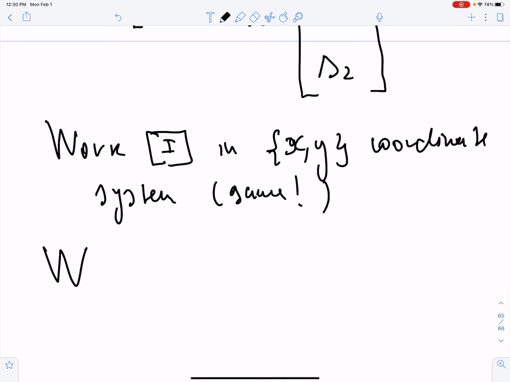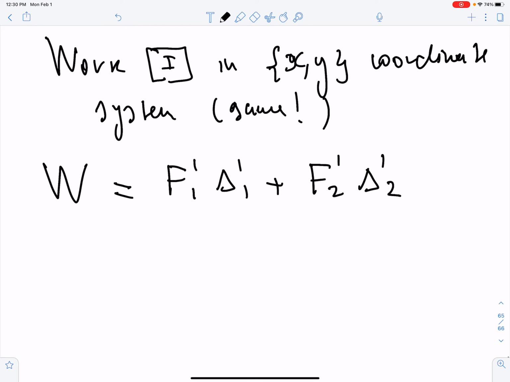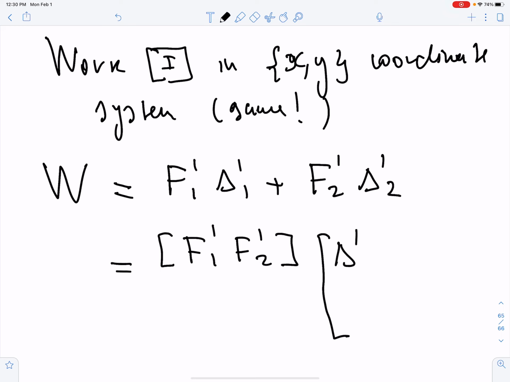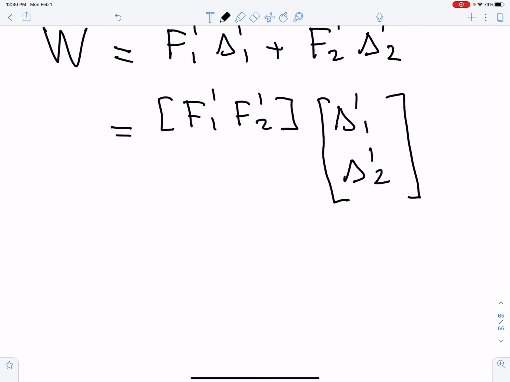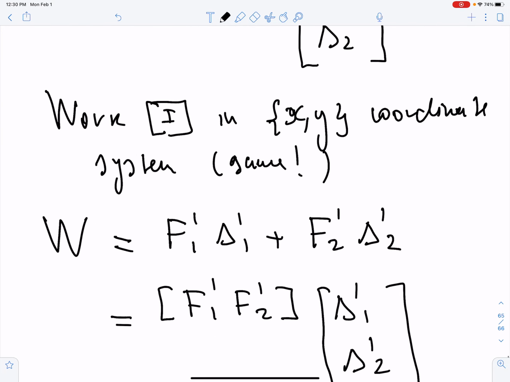The amount of work that's performed should not depend on the coordinate system that you choose. If it does, then you're doing something wrong. It can be re-expressed as f prime 1 times delta prime 1 plus f prime 2 delta prime 2, which is the same as writing f prime 1, f prime 2 as a row vector times delta prime 1, delta prime 2 as a column vector. So the two works are equal.